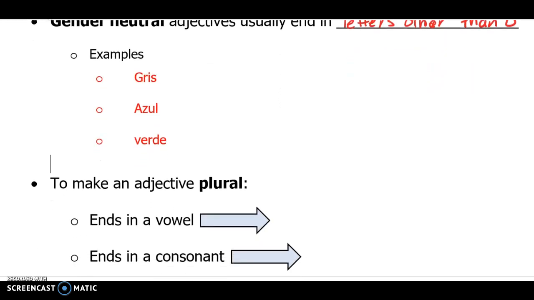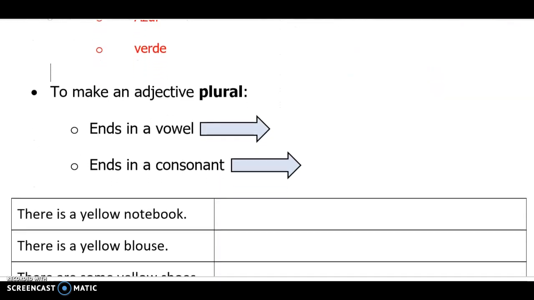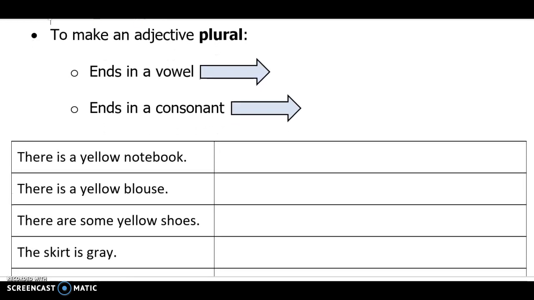Okay, so that's the gender thing. You also have to think about making adjectives plural. All right, making them plural. These follow the exact same rules as making nouns plural. Very simple.